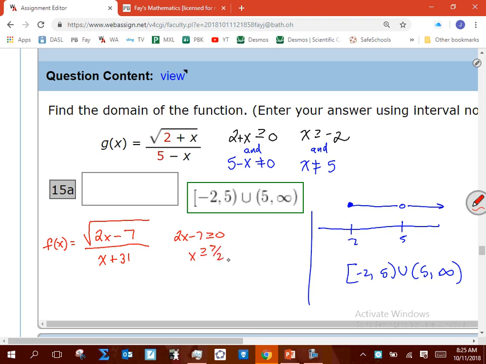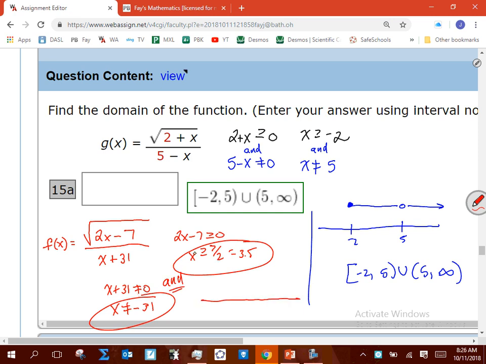Which is 3.5, right? Down here, I say x plus 31 cannot be 0, so x cannot be -31, right? So we need to come up with the interval in which those two things are satisfied by the "and." Well, if I say that x has to be greater than 3.5 and x cannot be -31, does saying x is greater than 3.5 automatically do that? It takes care of both of them, doesn't it?